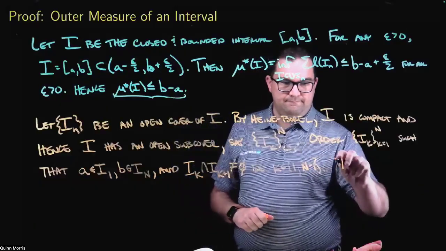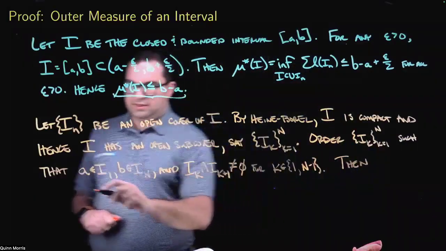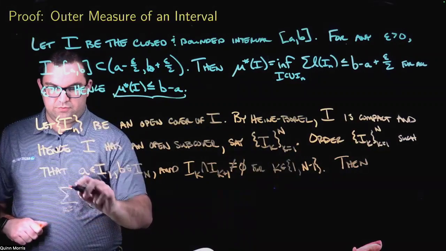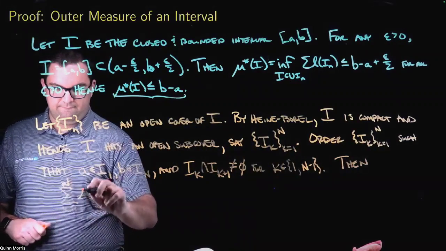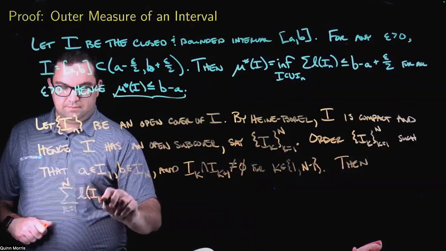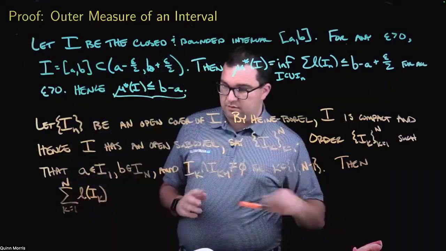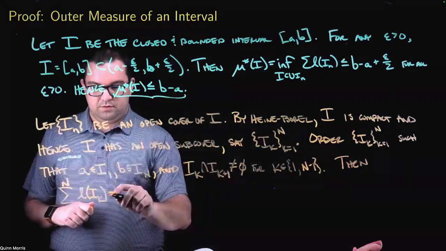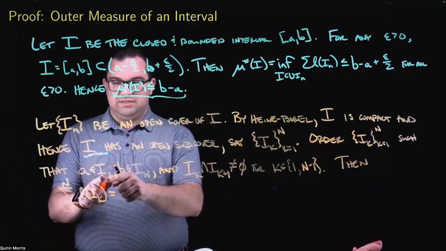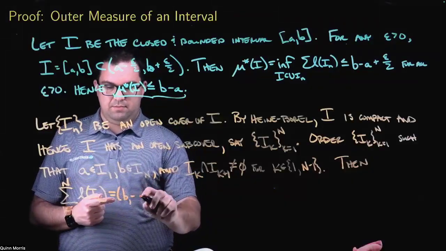Now, doing that, let's look then at the sum from k equals 1 to capital N of the lengths of these intervals. Well, I can just write out what these lengths are. So I_1, let's say this is a little interval, and let's say its endpoints are A_1 and B_1, so its length would just be B_1 minus A_1.